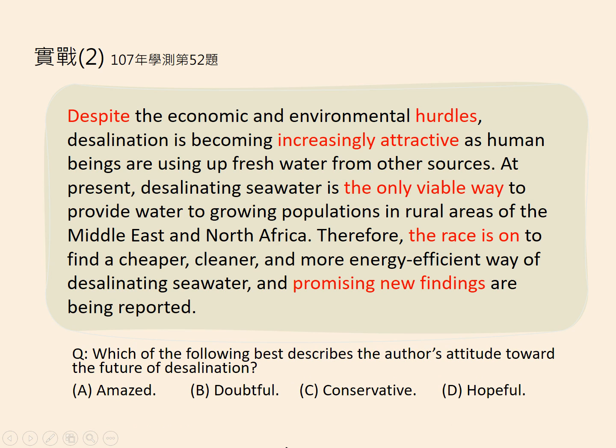Let's practice with question 52 from the 2018 GSAT. You can pause the video and take your time reading. This paragraph begins with despite hurdles, which means true, there are difficulties, but, implying that solutions are on the horizon.